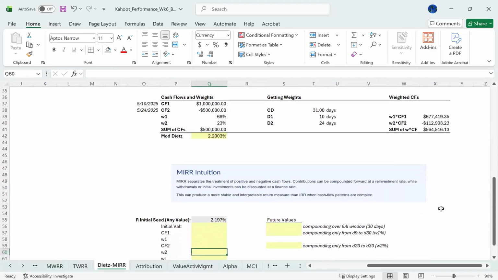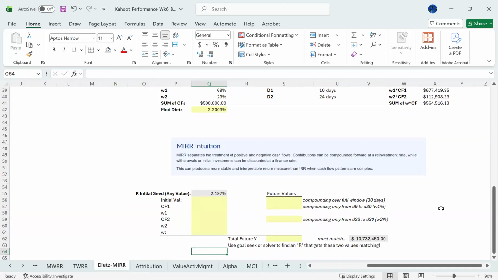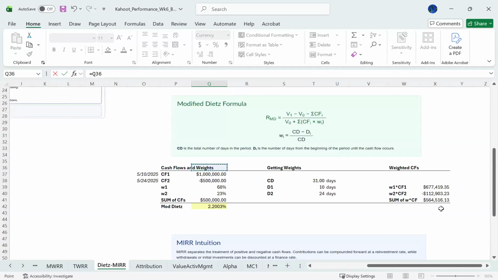Okay, now there is another MIRR, which is not identical, but it's a little bit different from the modified internal rate of return that we saw in capital budgeting. So I'm going to set this R. The way in which it works is the following. We have an initial value, which is the beginning value. We can list it here. We have cash flow 1. We can list it here.